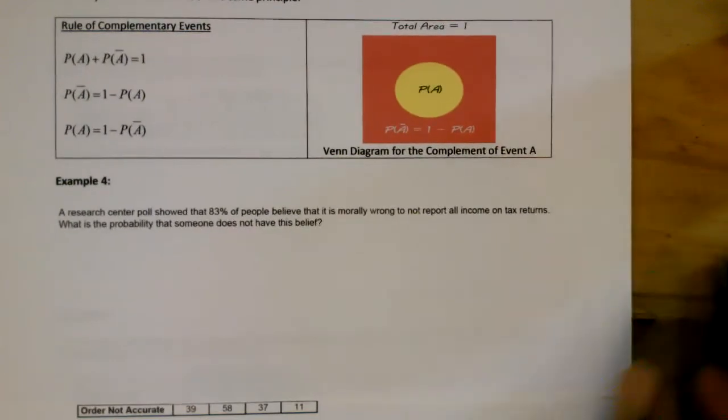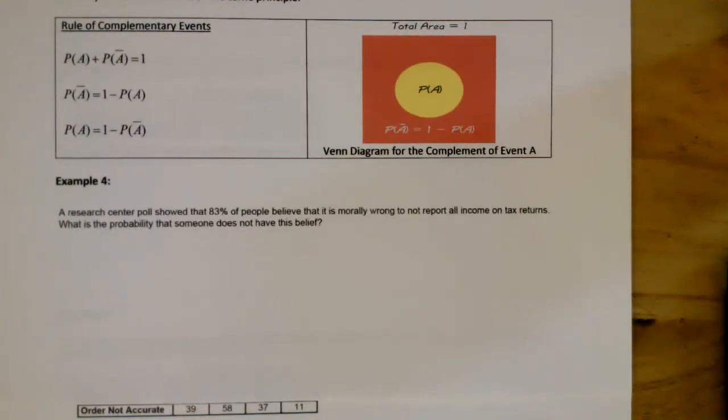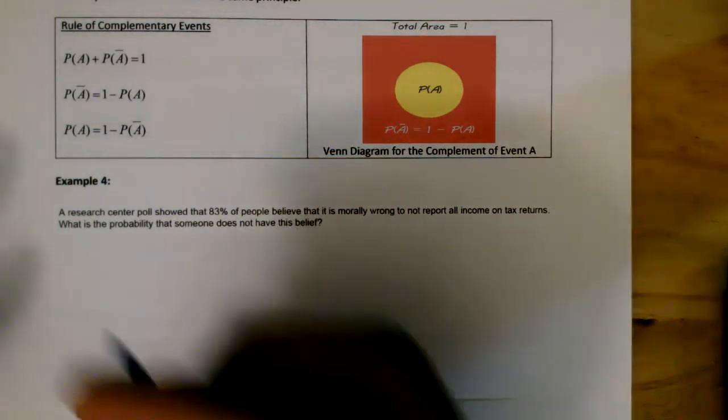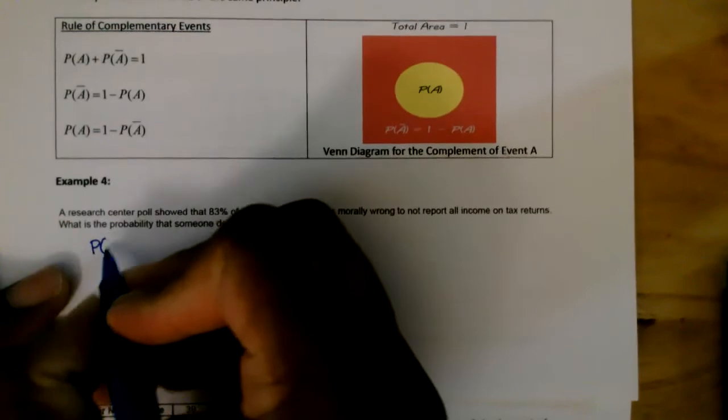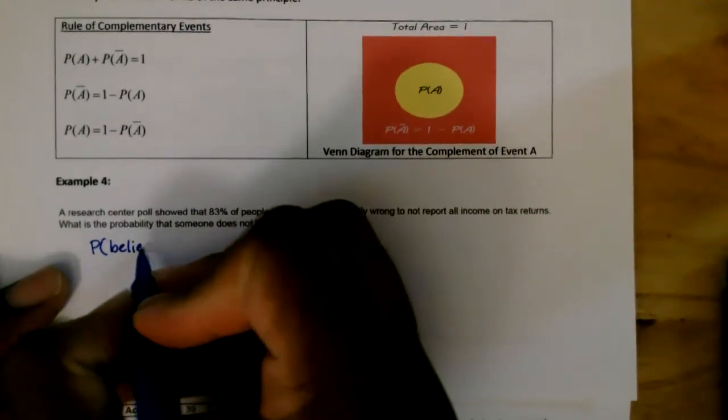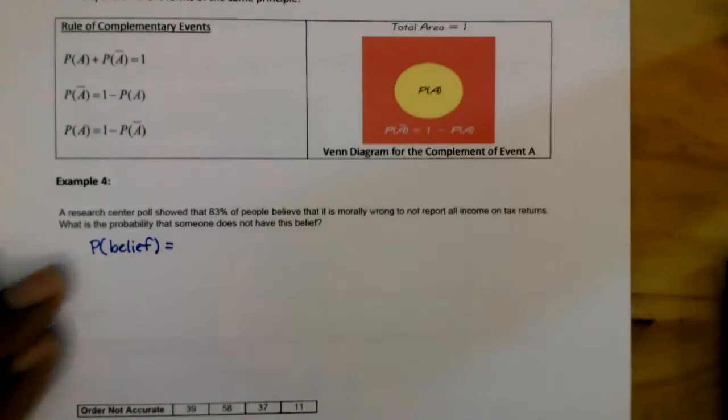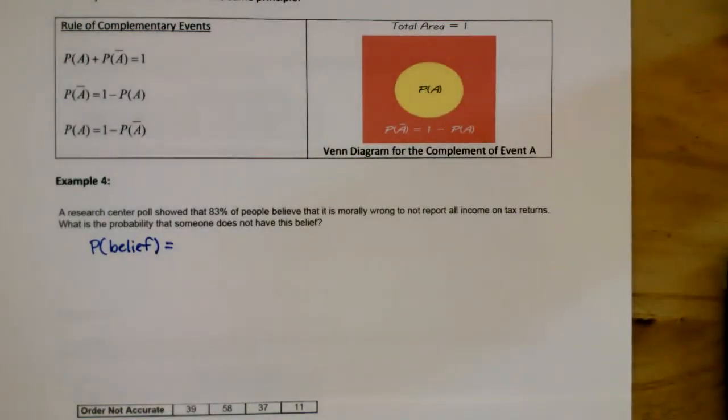And it states here, a research center poll showed that 83% of people believe that it is morally wrong to not report all income on tax returns. What is the probability that someone does not have this belief? Okay, so let's look at what's given to us. The probability that someone has the belief that it is morally wrong to not report all income on tax returns is 83%.